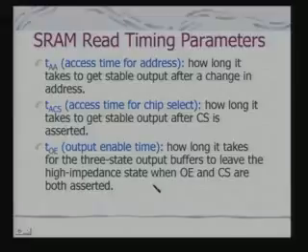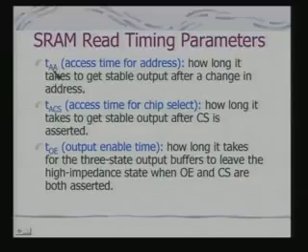TAA is called access time for address. How long it takes to get stable output after a change in address. Next is access time for chip select. How long it takes to get stable output after CS is asserted. TOE is the output enable time. How long it takes for the 3-state output buffers to leave the high impedance state when OE and CS are both asserted.